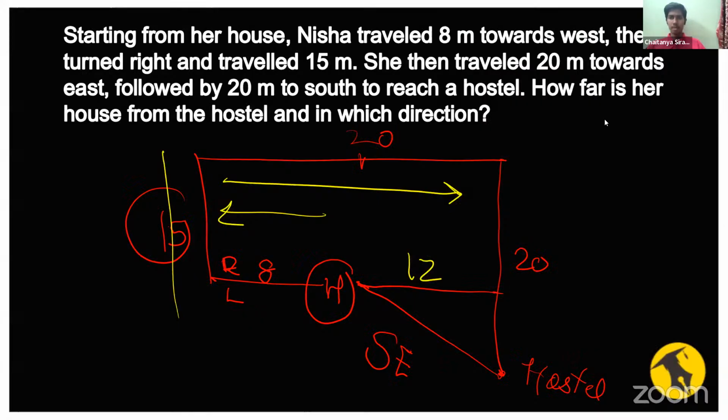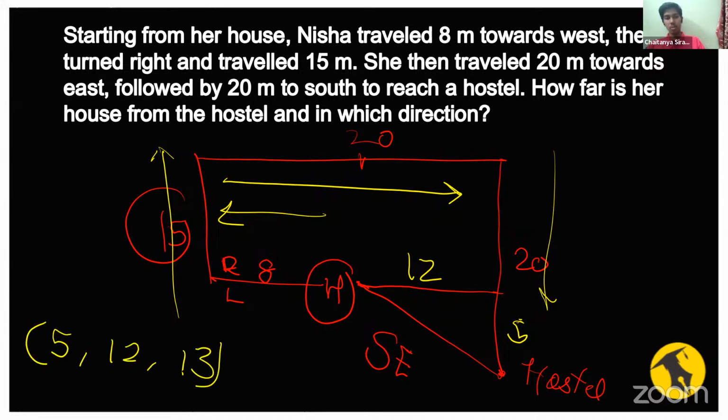Okay, I think there was some network issue. Yeah, I hope I'm visible now. Okay, so I was saying that first she traveled 15 towards north and then 20 towards south. So the net effect is 5 meters towards south. So this is again that same triplet 5, 12, 13. So the distance between her house and hostel is 13 meters and the direction is southeast.